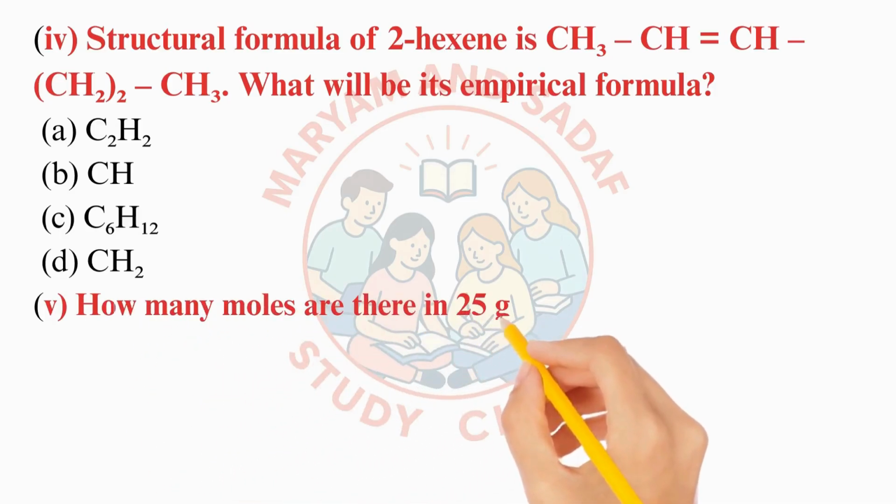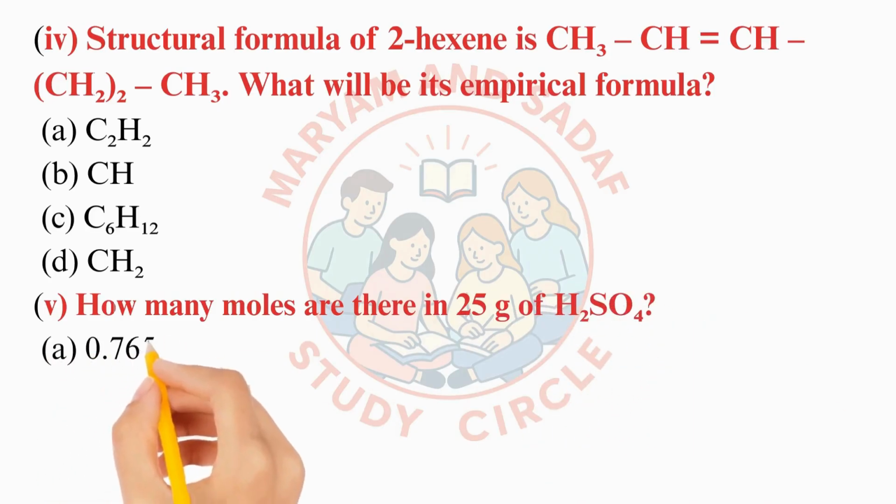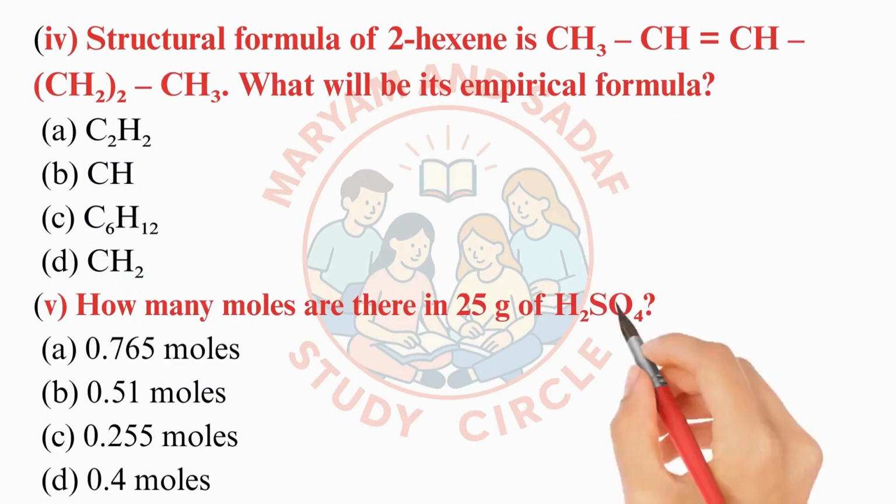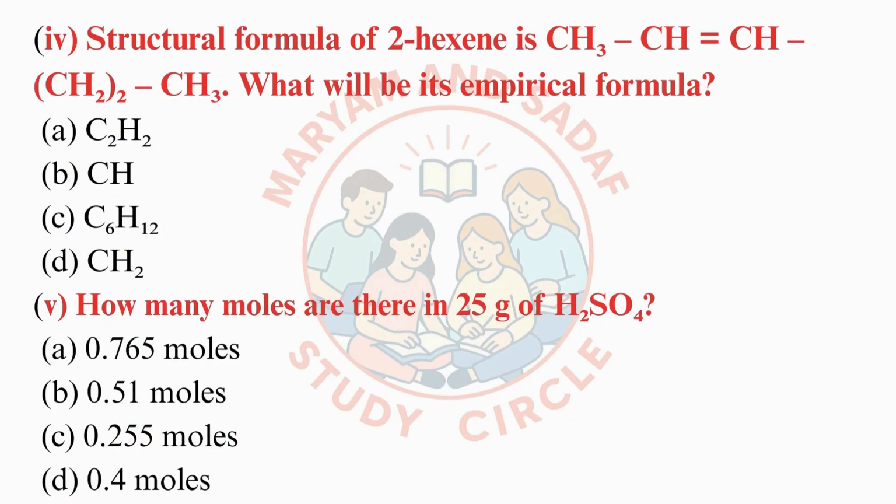How many moles are there in 25 grams of H2SO4? A. 0.765 moles. B. 0.51 moles. C. 0.255 moles. D. 0.4 moles.